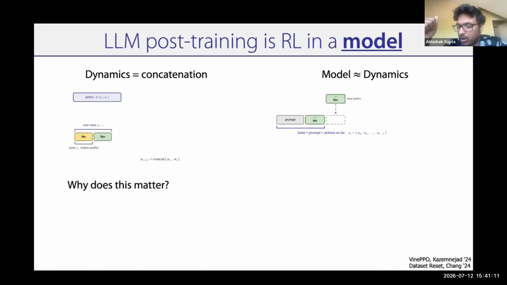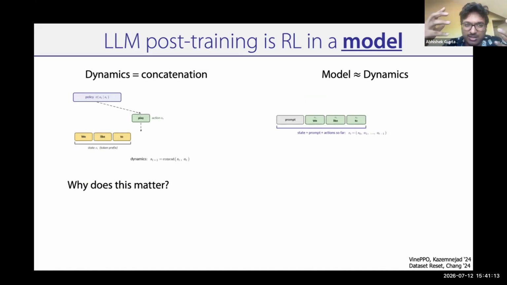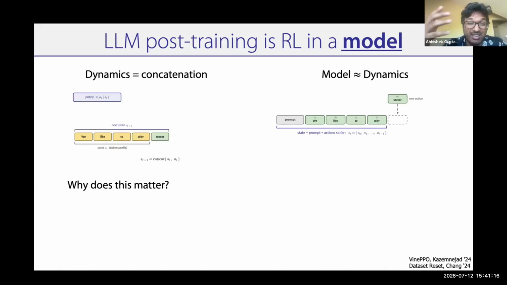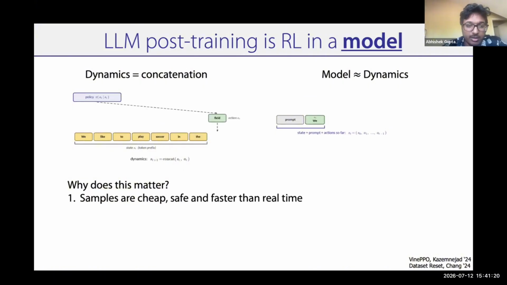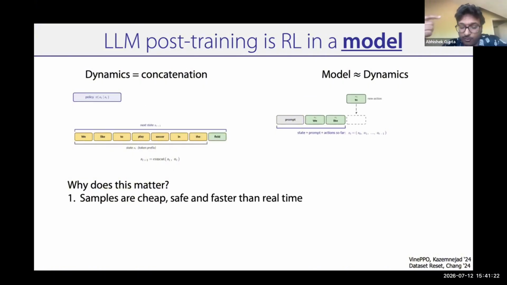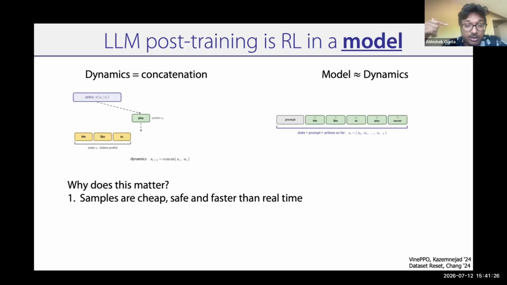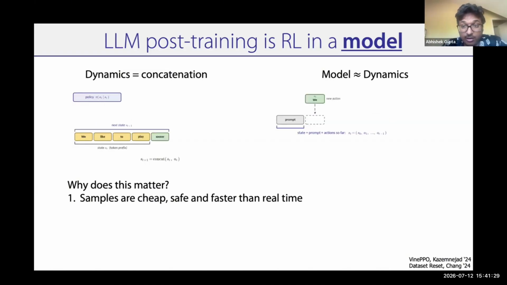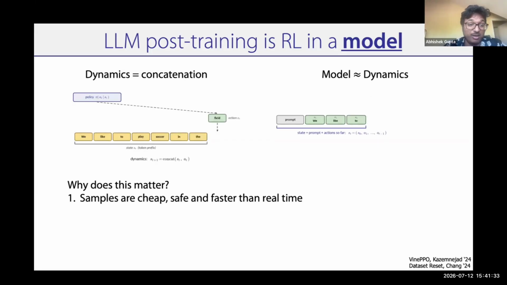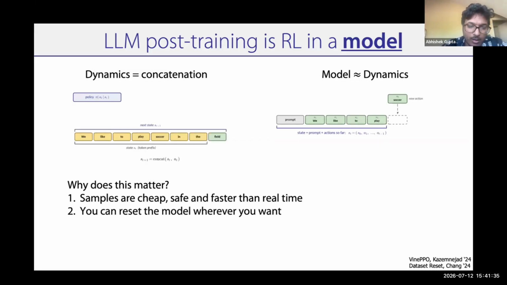But the important thing for post-training is what this kind of synthetic environment enables for RL, right? If you have this simple dynamic synthetic environment, it enables some important things. The first thing is that because all the samples are in imagination, samples are cheap and safe, and they're faster than real time, right? You can keep generating them as long as you can make your GPUs keep running, you'll keep generating interesting things.